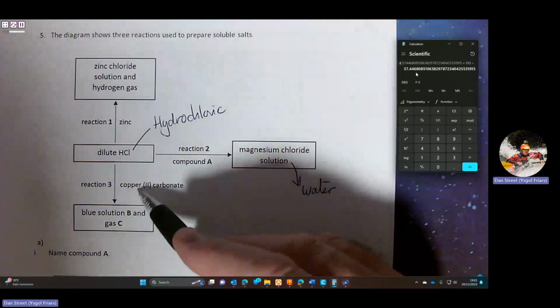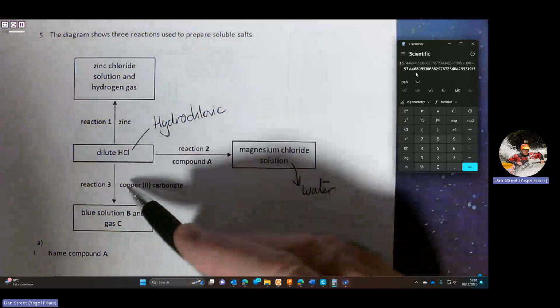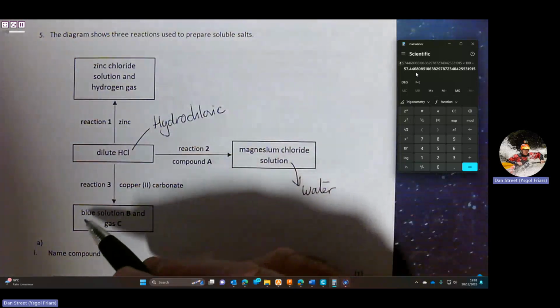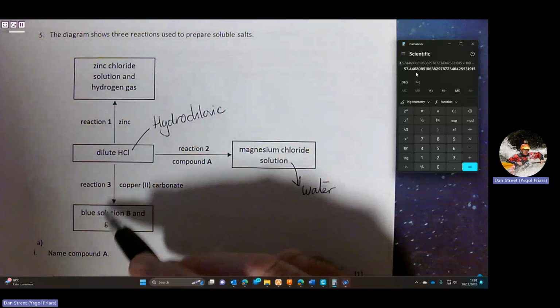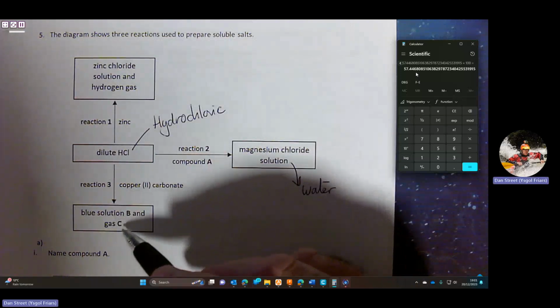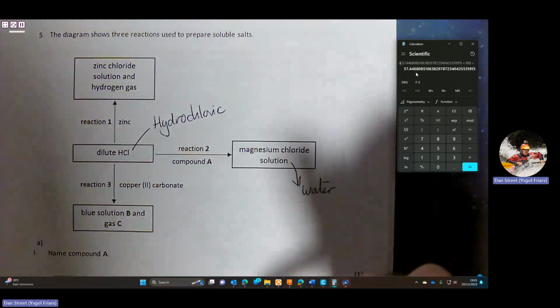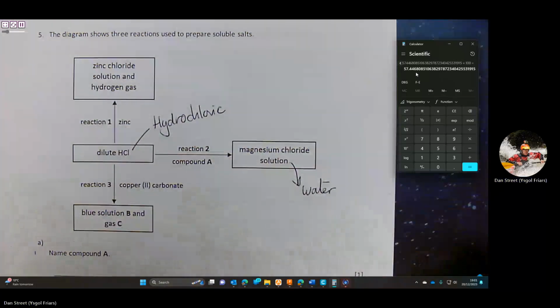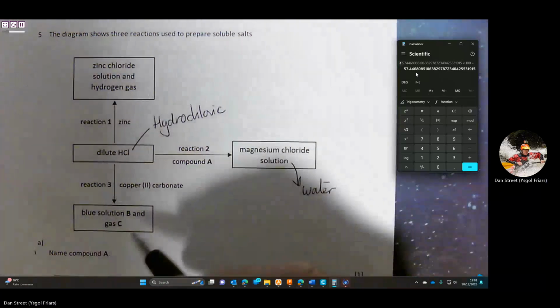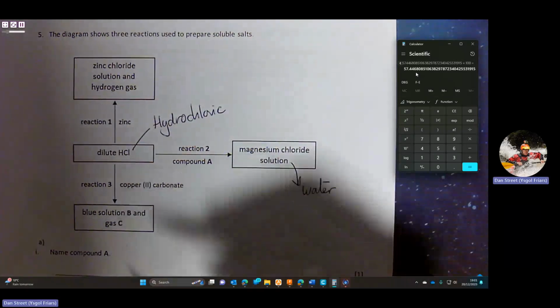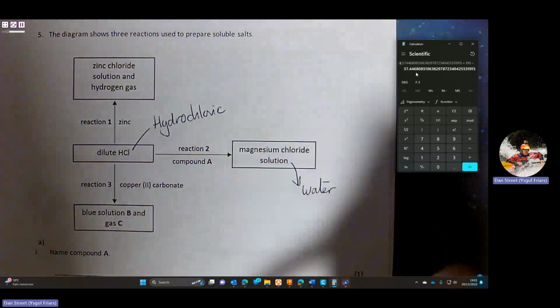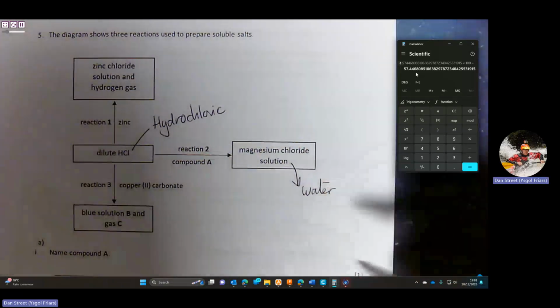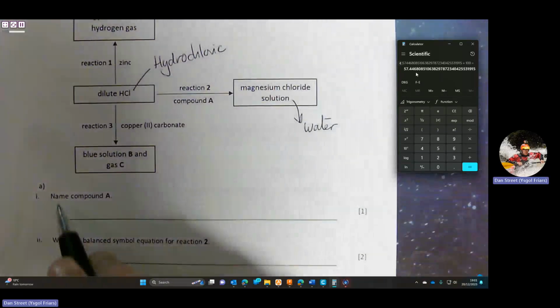And then finally, we've got a copper carbonate. So we've got acid reacting with copper carbonate. Sorry, we're not going to get a carbonate, we're going to get a salt, and we're going to get water, and we're going to get carbon dioxide, which is that gas there. So with that in mind, let's have a look at the questions.